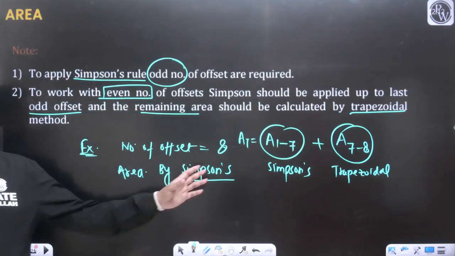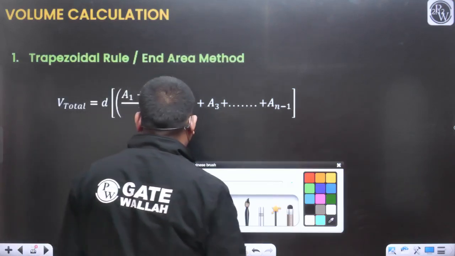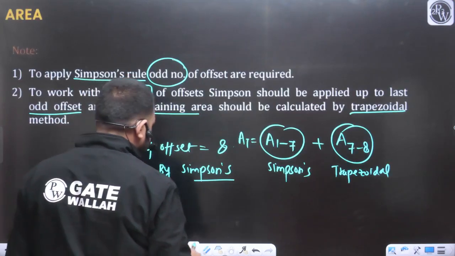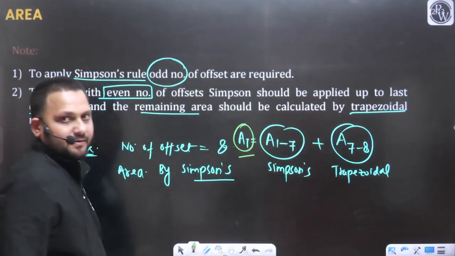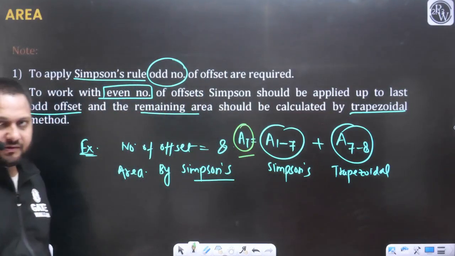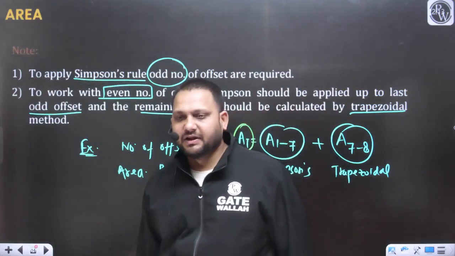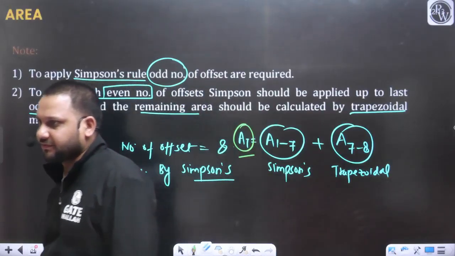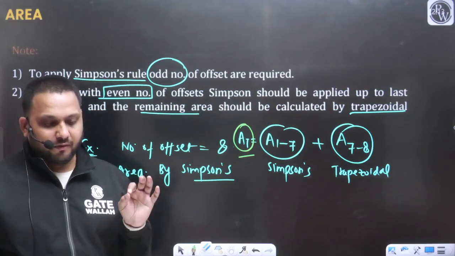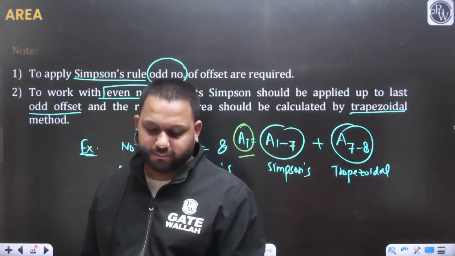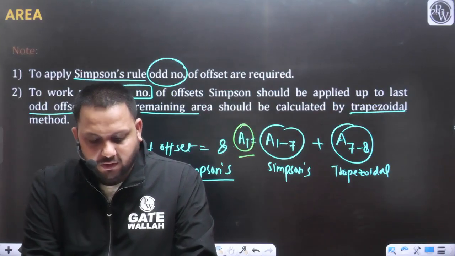So in this way, we can calculate the total area. Do you have any problem on this? Whenever you see a problem related to Simpson's, make sure you apply this Simpson's formula only for an odd number of offsets.